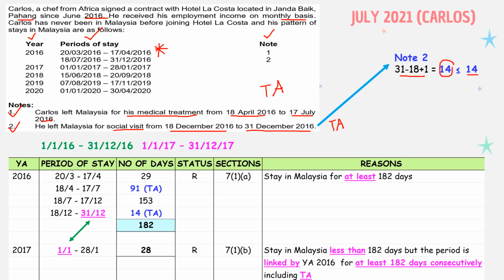Okay, guys, let's record for 2016. Okay, 2016, what do we have here? 20th March until 17th April. Okay, 1. Followed by, okay guys, make sure the period is consecutive. So after 17th April, you need to record the notes first, because this note is a continuation from 17 April. So this one, 18 April until 17 July. This is TA, right? Okay, TA you record here. Followed by 18 July until 31st December.